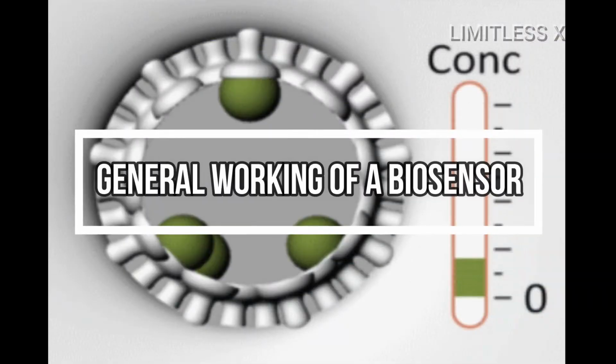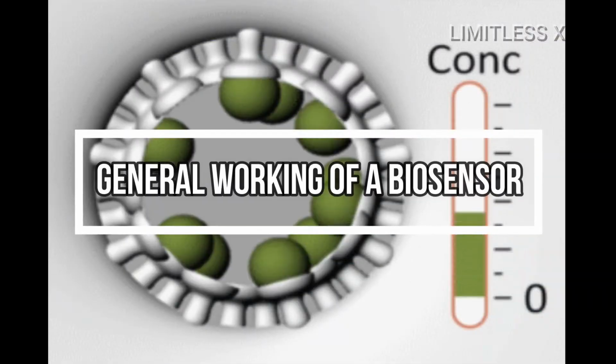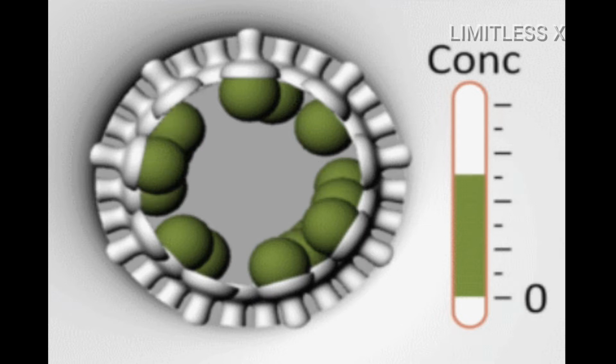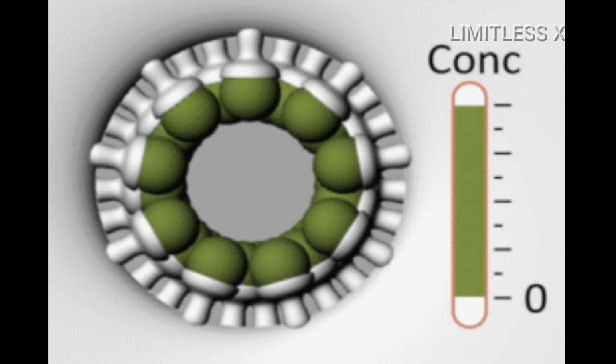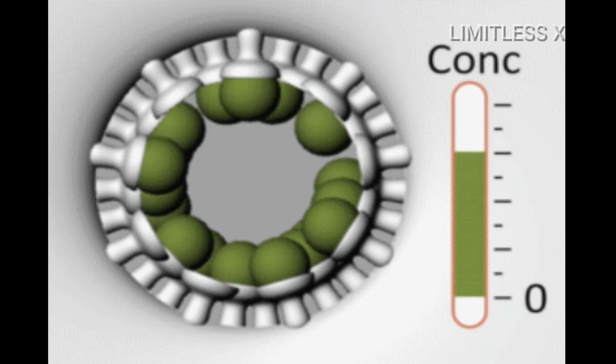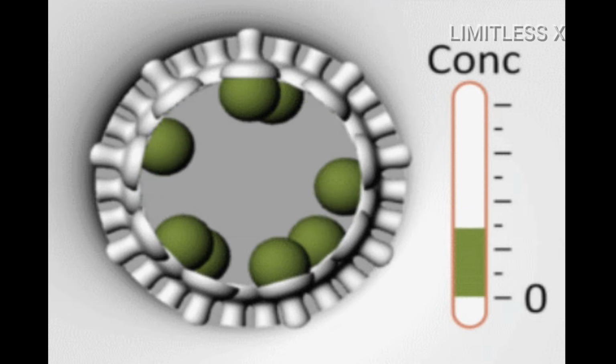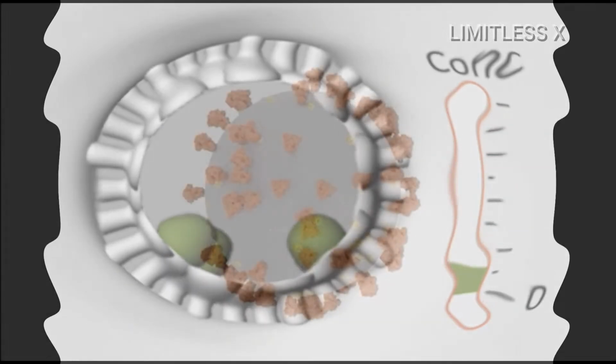General working of a biosensor. If we put a biological sample or analyte on the biosensor, it gives us a digital reading that has a biological interpretation. An analyte is the substance of interest that must be detected. How is the biological component converted to digital information or a measurable response?